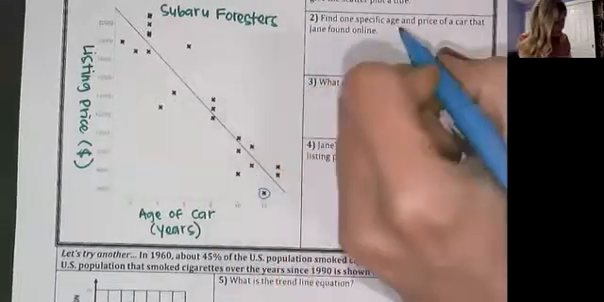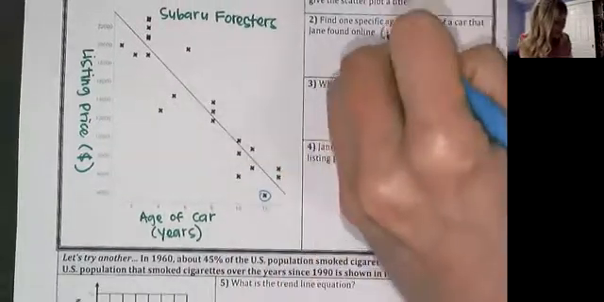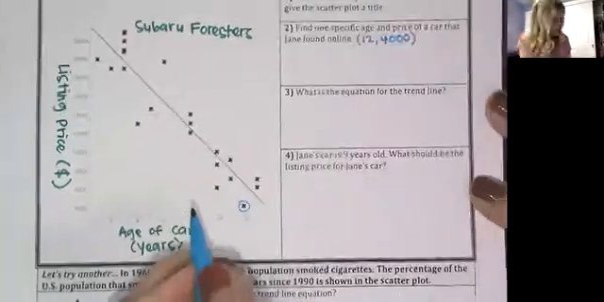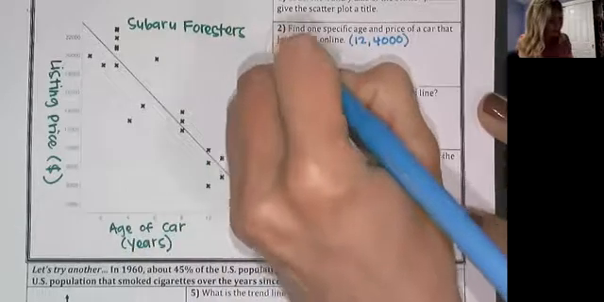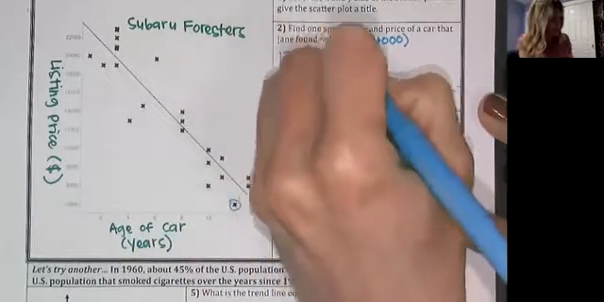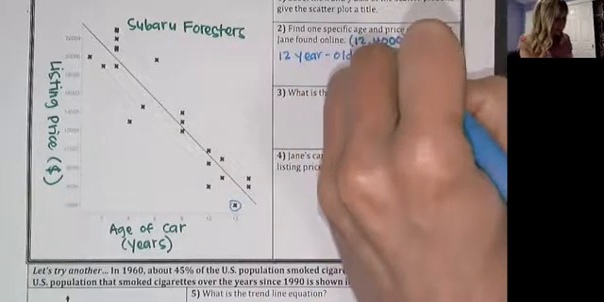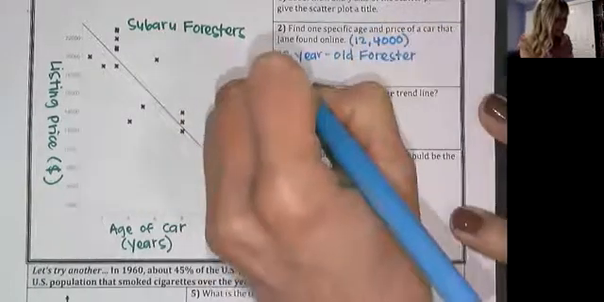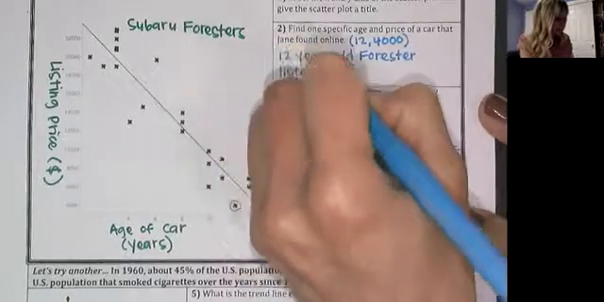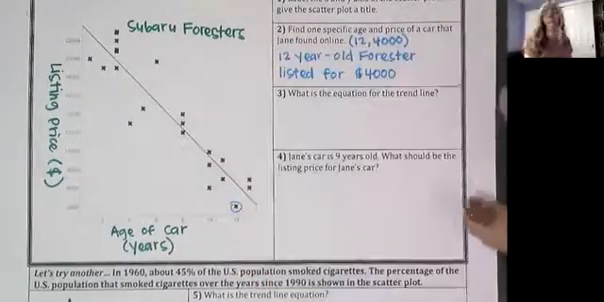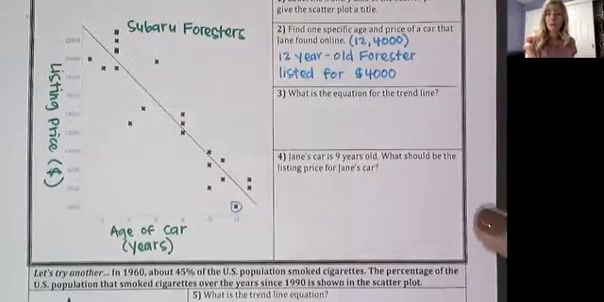That one specific age, I'm gonna write it as an ordered pair, 12, 4,000. And what that tells me is that that is a 12-year-old car. It's a 12-year-old Forester specifically, listed for $4,000. That is one she specifically found on sale. It was a 12-year-old car, cost $4,000.